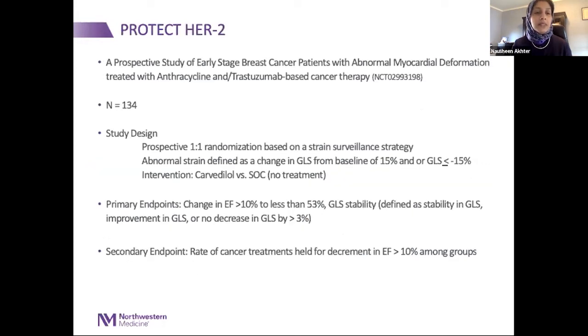That's the question that we have here at Northwestern, and we've just completed enrollment in our study looking at Perspective, which is a prospective study of early stage breast cancer patients who have a defined subclinical LV dysfunction. They are randomized prospectively 1-to-1 to carvedilol versus standard of care treatment. Our endpoints are, again, looking at clinically significant decline in EF, strain stability. Secondary endpoints are rate of cancer treatment held for a decrement EF of greater than 10%.